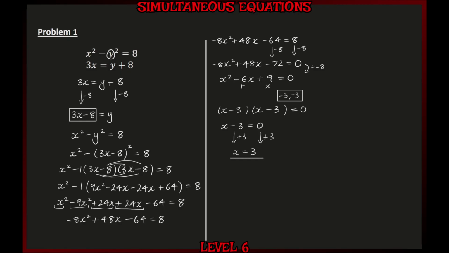To find the corresponding value of y, we want to take our rearranged equation, y is equal to 3x minus 8, because y is written as the subject here, and substitute in x is 3. So when x is equal to 3, this equation becomes y is equal to 3 times 3 minus 8. Well, 3 times 3 is 9, minus 8 gives us 1. So y is equal to 1, and this is a pair with x equals 3. So our final answer to problem 1 is x equals 3, y equals 1.